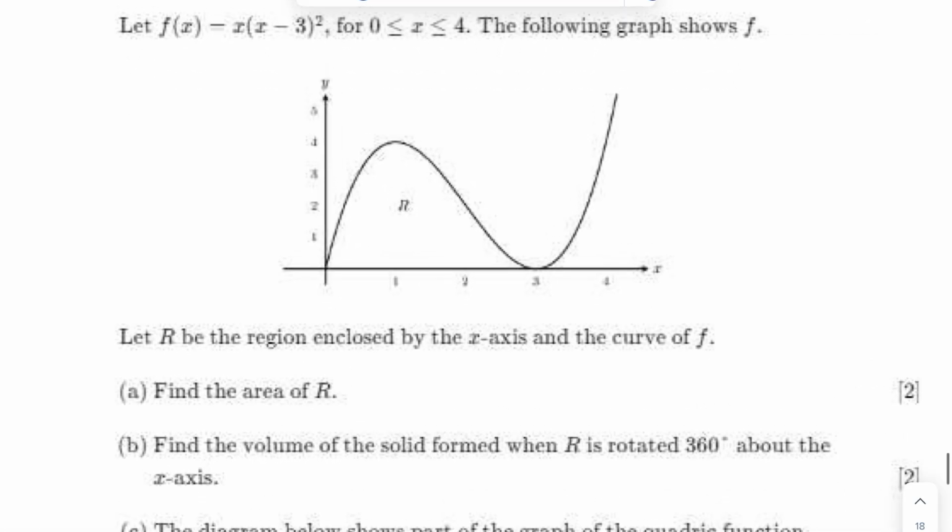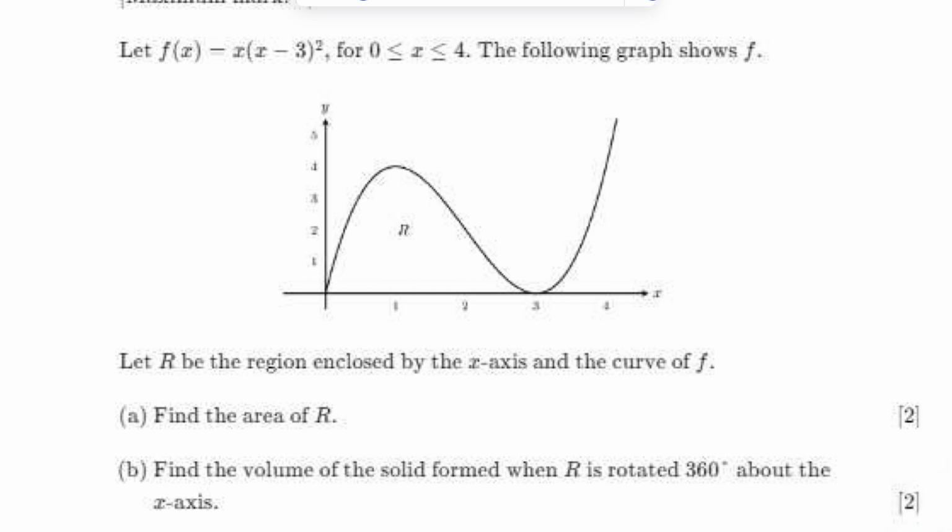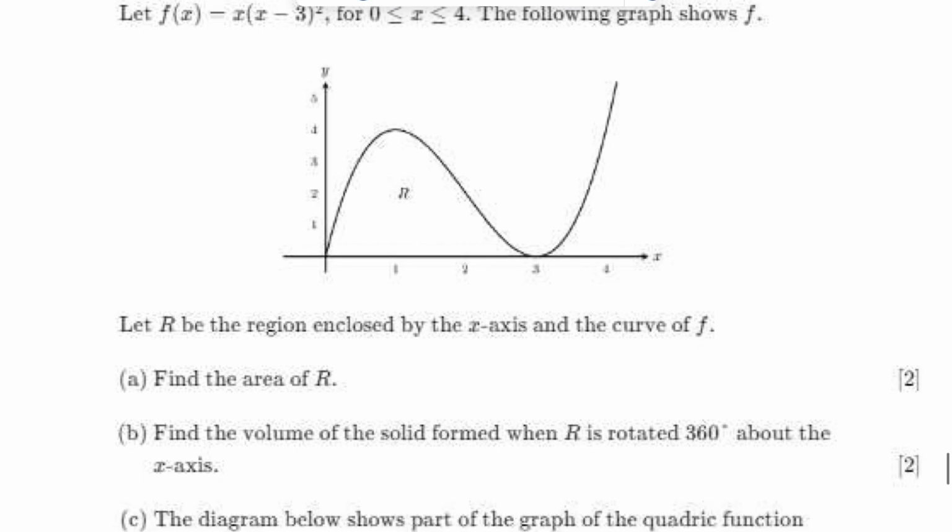f(x) = x(x − 3)², x lies between 0 and 4. The following graph shows f. The region R is enclosed by the x-axis and the curve f. Find the area of R. So he's asking us to find the area of R.